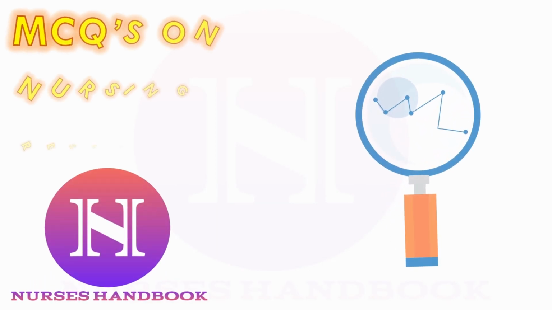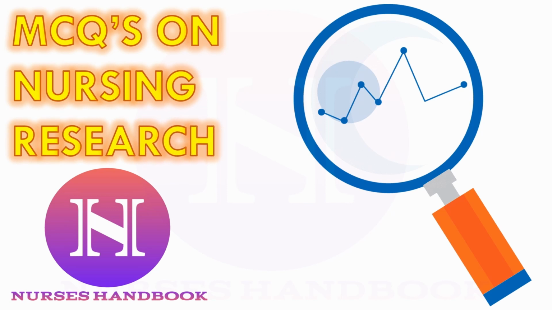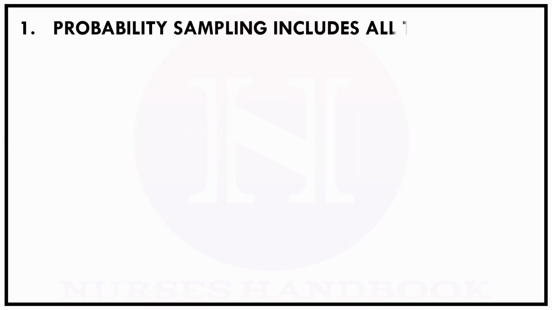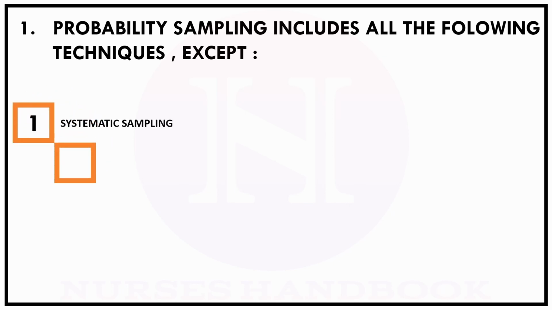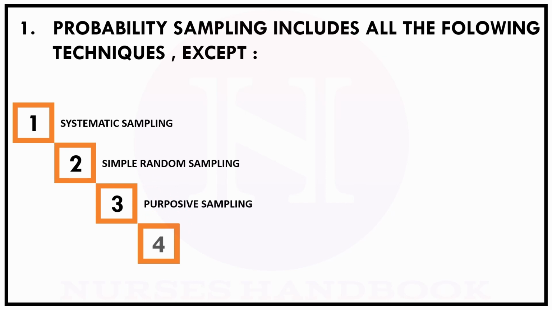Today I bring to you some MCQs on nursing research. Question number 1. Probability sampling includes all the following techniques except option number 1, systemic sampling, option number 2, simple random sampling, option number 3, purposive sampling, and option number 4, cluster sampling. And the correct answer is option number 3.